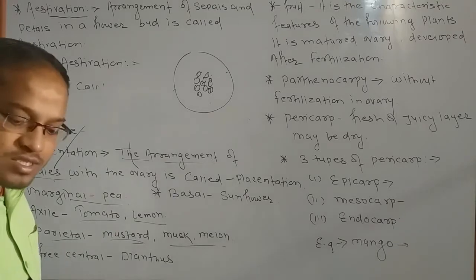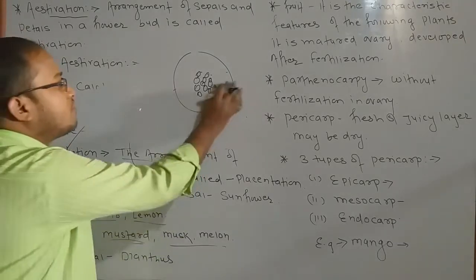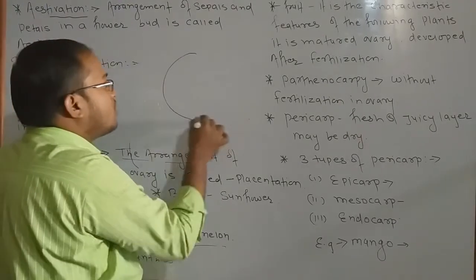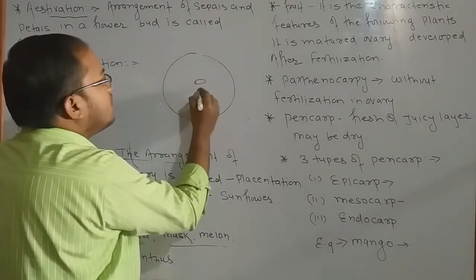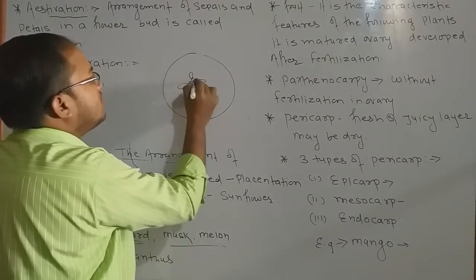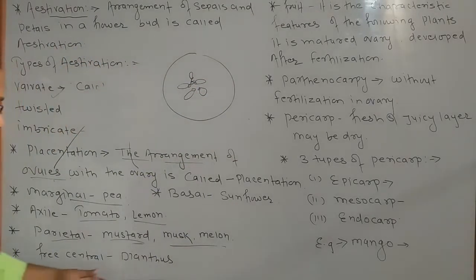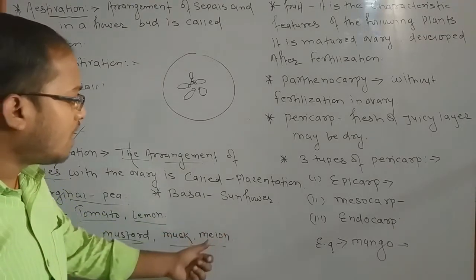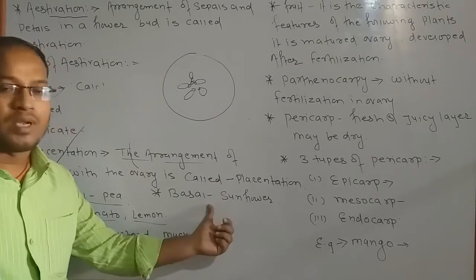Now we are going to discuss free central. What is the meaning of free central? So free central means, the most important point, the ovules are arranged in the central portion without any attachment. So these are called free central. Example की बात करते हैं तो dianthus most common, and last is basal placentation.